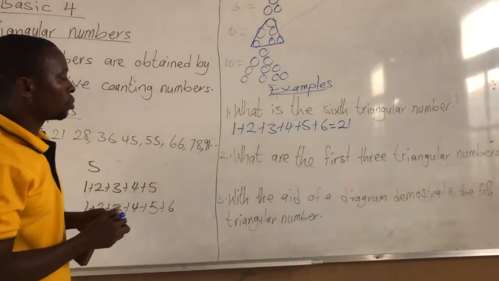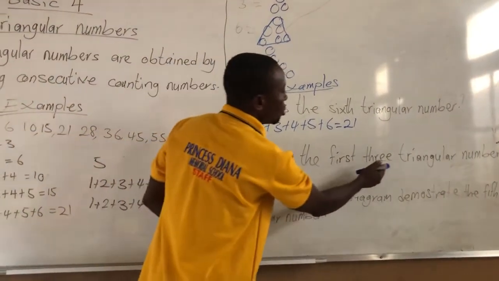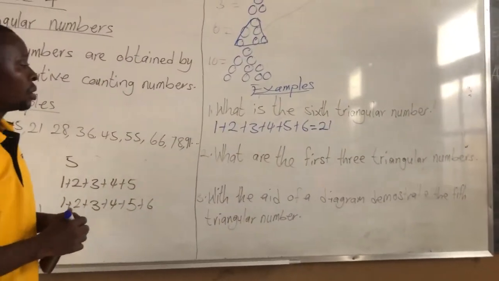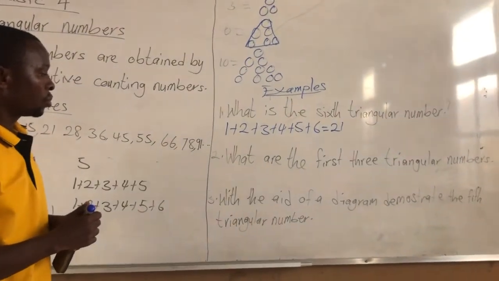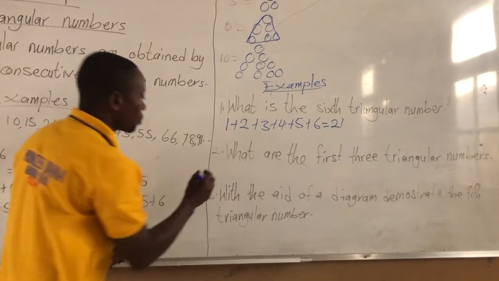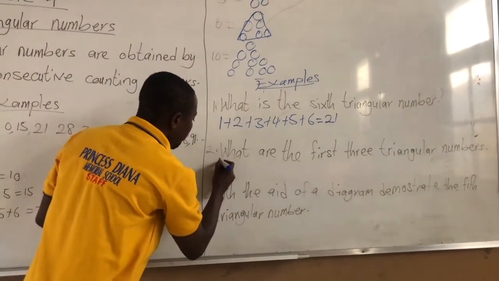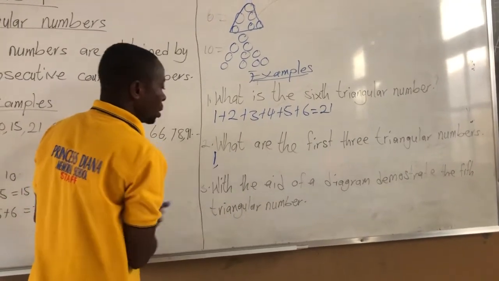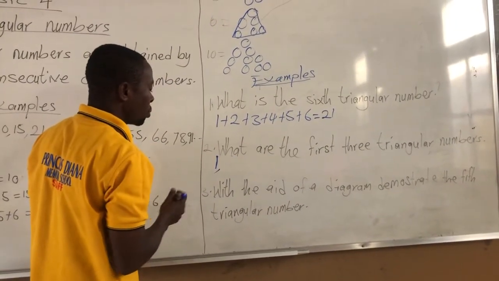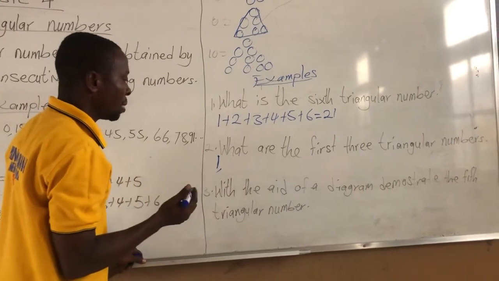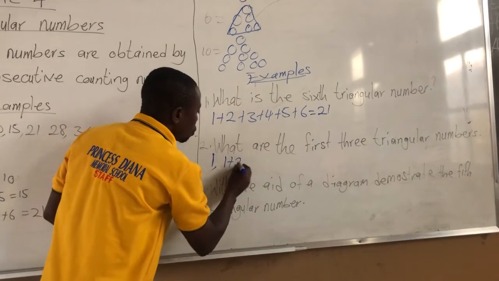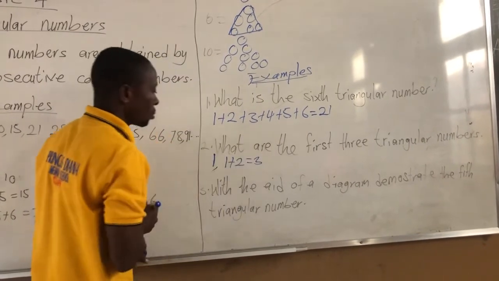Question 2. What are the first 3 triangular numbers? What are the first 3 triangular numbers? To get them, the first one is what? 1. The first one is 1. Okay, the next one, how do we get the next one? We add consecutive counting numbers. So the next one is 1 plus what? 2, which will give us 3.